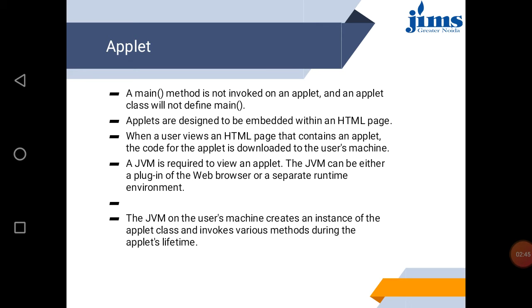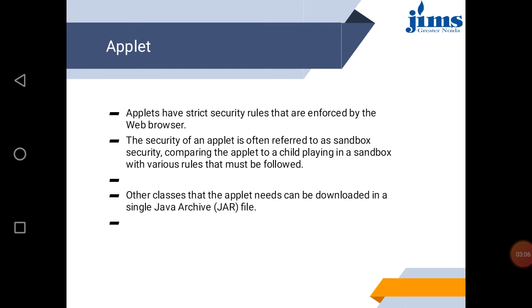A JVM is required to view an applet. The JVM can be either a plugin of the web browser or a separate runtime environment. The JVM on the user's machine creates an instance of the applet class and invokes various methods during the applet lifetime. And as we know, applet is executable in a sandbox, so it is secure also. It comes from the web server to the client machine, and at the client machine your applet gets executed, and it is not allowed to access any other memory location apart from the sandbox area.